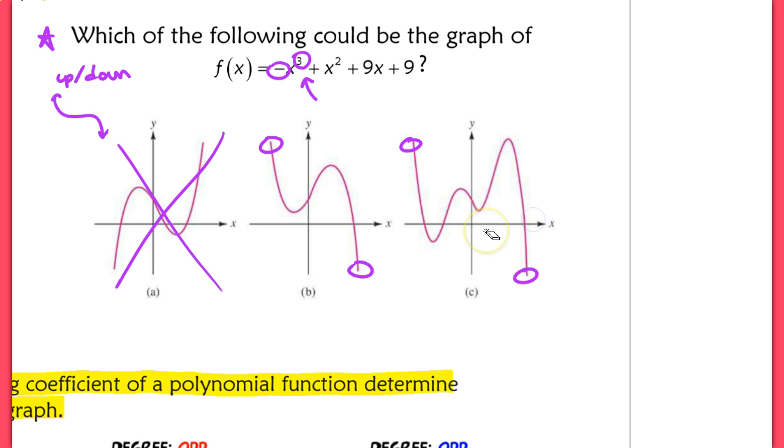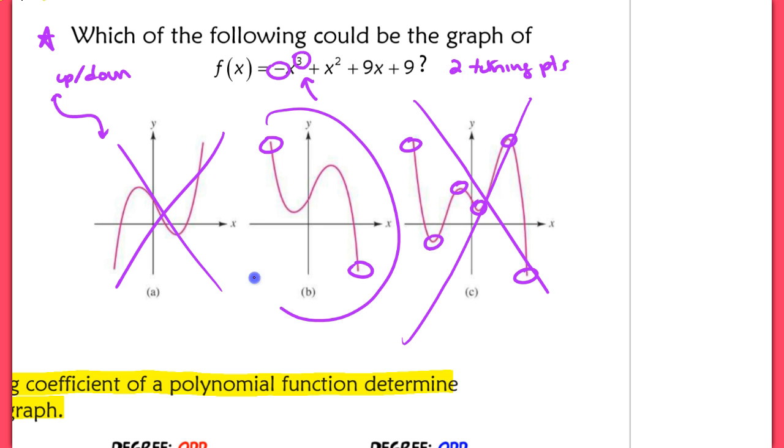But when we start looking at the turning points of the graph, this function here can have at most 2 turning points. For turning points, we take n minus 1, so that would give me 2, and I can only have at most 2 turning points. Well, this function on the right already has way too many. It's got 4 turning points, so this is not an option. This is the only graph here that could possibly be the graph of that particular polynomial function.